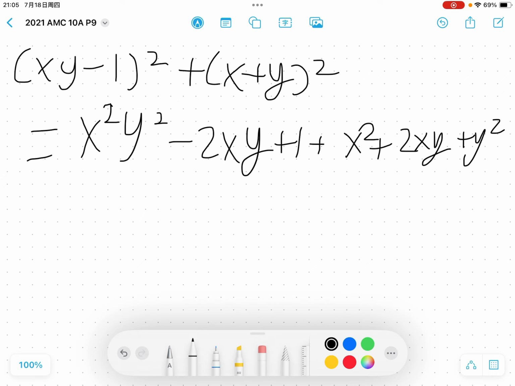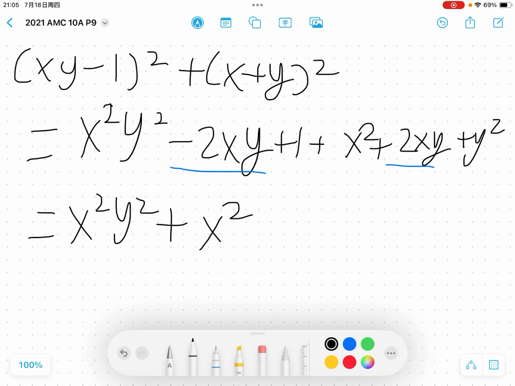So here we can cancel out the 2xy terms, these two, and the rest are all squares or constants. So we can rewrite the equation as x squared y squared plus x squared plus y squared plus 1. So now the question is, what's the minimum value of this equation here?